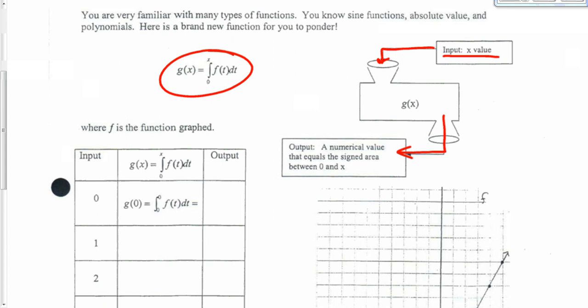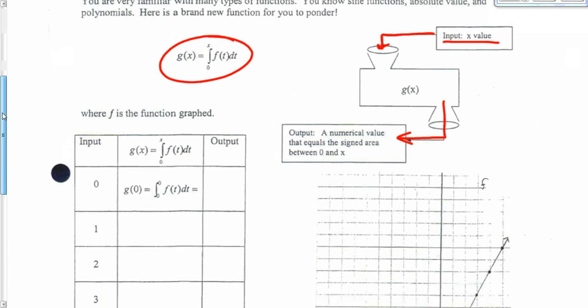Depending on the order of our bounds and whether the area is above the x-axis or below the x-axis, it is either positive or negative. So we will get a signed number. Let's go ahead and look at this particular problem.